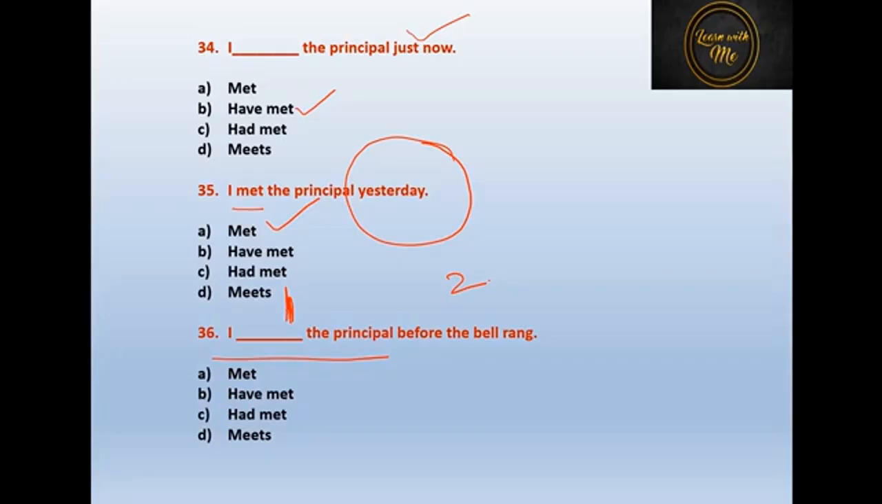Let me sum up the class. You should know the difference between present perfect, simple past and past perfect. You will use present perfect for just completed actions. Example, I have eaten an apple just now. Simple past, long completed actions. Example, I ate an apple yesterday. I visited the church last year. I went to Delhi 2 years ago.